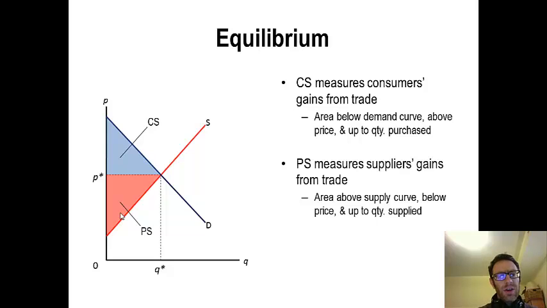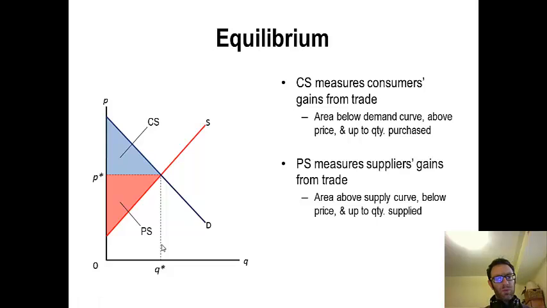And you can see that we can also quickly identify consumer surplus and producer surplus just by looking at those triangles that we've identified in previous lectures. So for consumers, their surplus is the area below the demand curve, above the price that prevails in the market, in this case P star, up to the quantity consumed or purchased, that's Q star. And for sellers, the producer surplus is the area above the supply curve, below the price that prevails in the market, and up to the quantity sold, which in this case is also Q star.